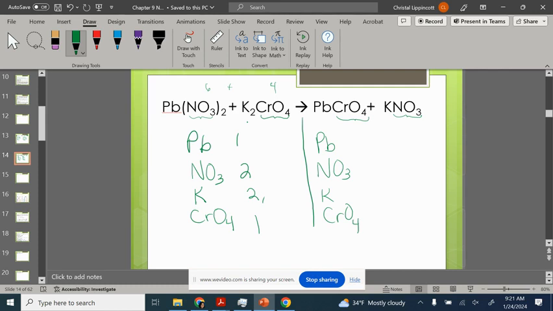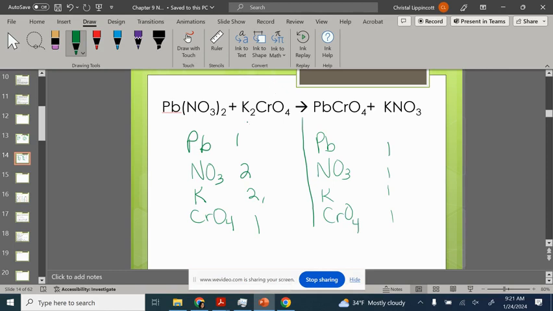Did you get your inventories down? What'd you get for everything? Just straight ones? Yeah? Easy enough? All right. So we got that done. Now we need to balance this.